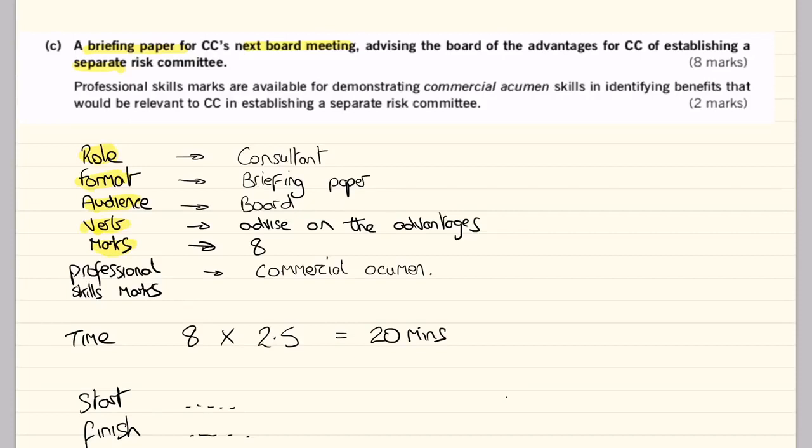How many technical marks do we have? We have 8, and professional skills marks here are awarded for commercial acumen. So I set my time up. There's 8 technical marks, which gives me 20 minutes. I make sure I write a start and a finish. I also think about what I am aiming for. In line with other advice on A and B, although there are 8 technical marks, we need to definitely get a pass and get 4 points, which hopefully would be able to be developed to more than just 4 marks, but at least we cover our backs and get at least 4. If we do that, we're safe and we pass the paper.